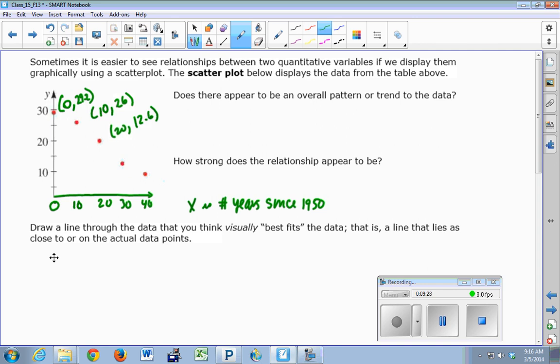Now when we plot the values for two quantitative variables, this is called a scatter plot, because the points are kind of scattered. Sometimes they can be scattered and they won't make any picture at all. They won't have any form to them. They could be like a big circle.